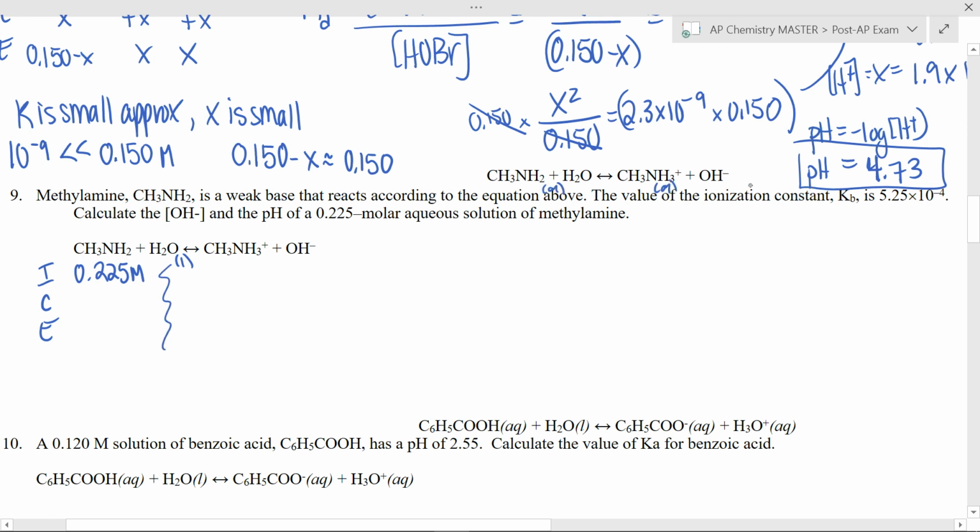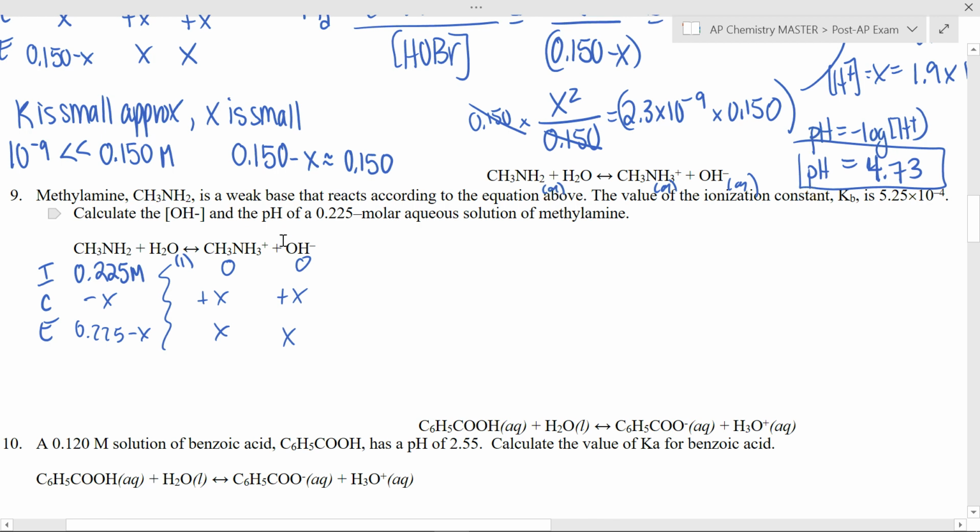These are all aq. And I leave liquids out of my ICE chart because they're not included in my K expression. So I don't need to worry about them in my ICE chart. And I don't have any of these ions because they're not mentioned. So I'm assuming they start at 0 and no other values are given. So everything else is an unknown. So I'm going to use X to represent this. So some of my base is going to get used up and it's going to be converted into these products. So I've got the conjugate acid and then the hydroxide ions.